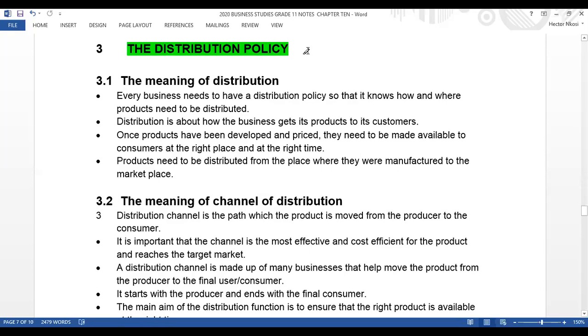When it comes to your distribution policy, you need to know the meaning of distribution. What is distribution? The meaning of channels of distribution, we will go through step by step. Before I go any further, guys, I don't want to spoon feed you because you are in grade 11. I'm preparing you for grade 12. So I want you to give me a clear understanding. What do you understand when it comes to distribution? What can you tell me about distribution? How does it affect businesses?